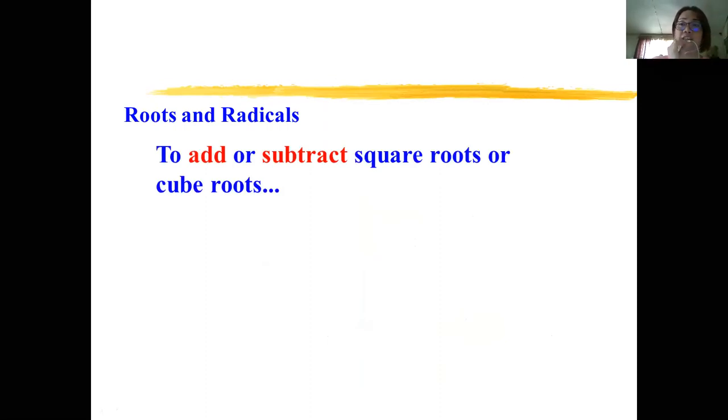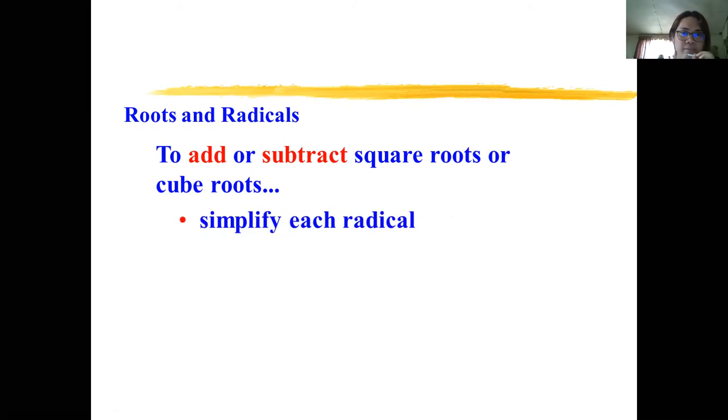So under roots and radicals, or operations and radicals, if we have rules for addition, for multiplication and division, we also have rules for simplifying the square roots or cube roots of radical expressions. And now our next lesson will be about the rules for adding or subtracting square roots or cube roots. After we discussed the division and multiplication rules of radicals, then radical expressions, our main focus in this slide will be about addition and subtraction of radical expressions. So let's try to get to know how to add or subtract square roots or cube roots.